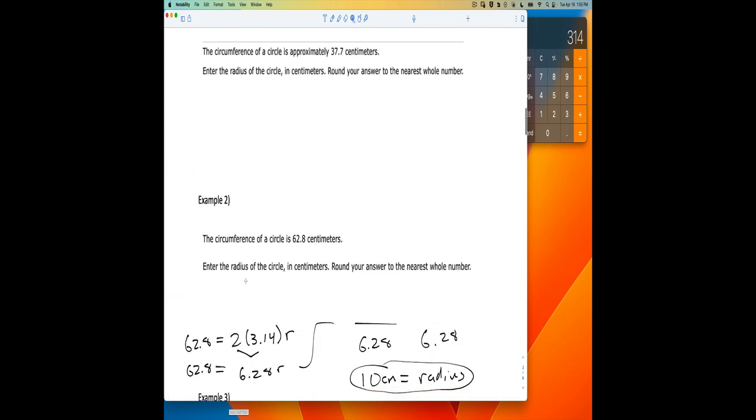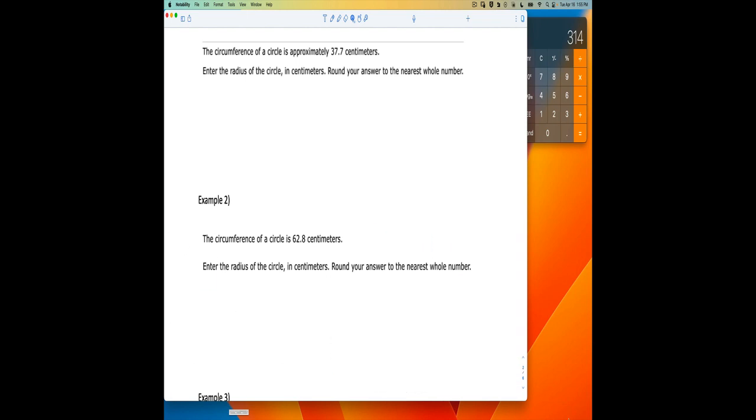The circumference of a circle is approximately 37.7 meters. Enter the radius of the circle in centimeters. Round your answer to the nearest number.